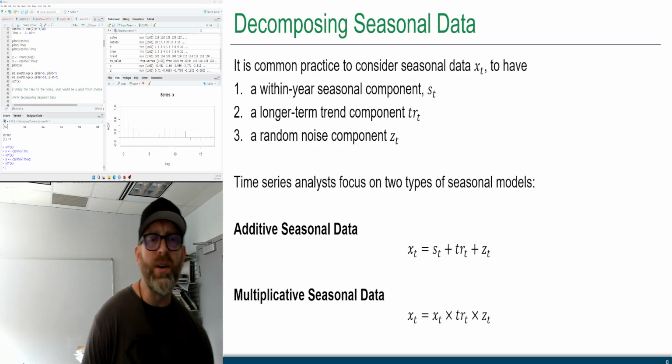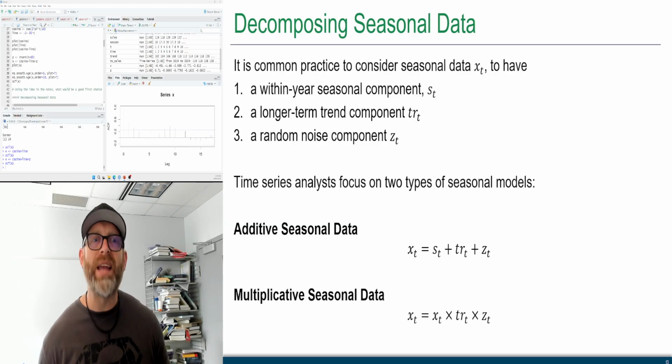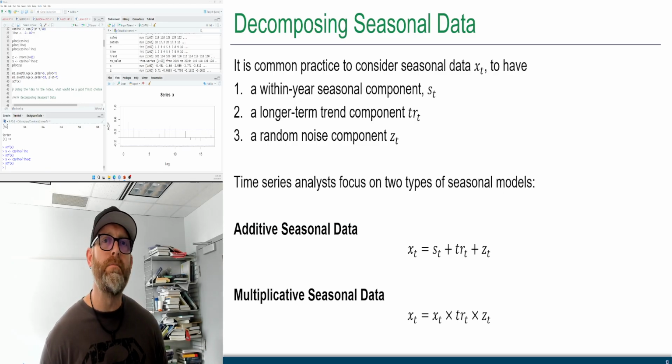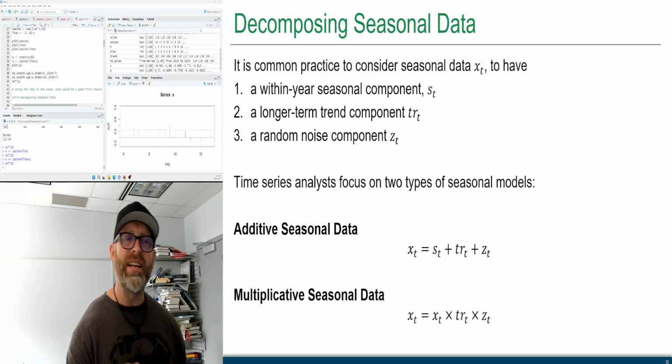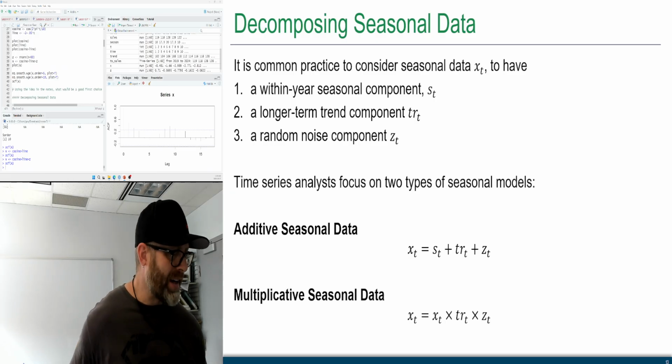All right, in order for us to decompose our time series, we have to understand what the underlying model is. And there's two main ones that we deal with: an additive model and a multiplicative model. With an additive model, think of it as we have our components: our trend, our seasonal, and our noise component. I'm going to label our seasonal as S sub t, our trend as TR sub t, and the noise as Z sub t.